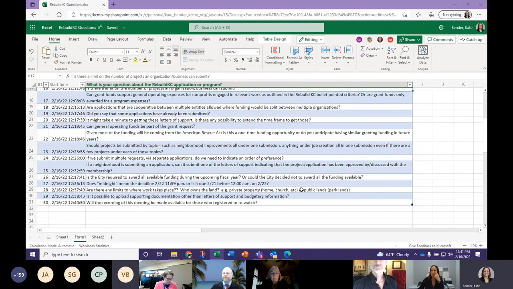Limits to where the work could take place, who owns the land. It could be done on private property, correct, Forrest? It could be done on private property as long as they can demonstrate a community benefit or something. Right, or public and for the public good, yes.